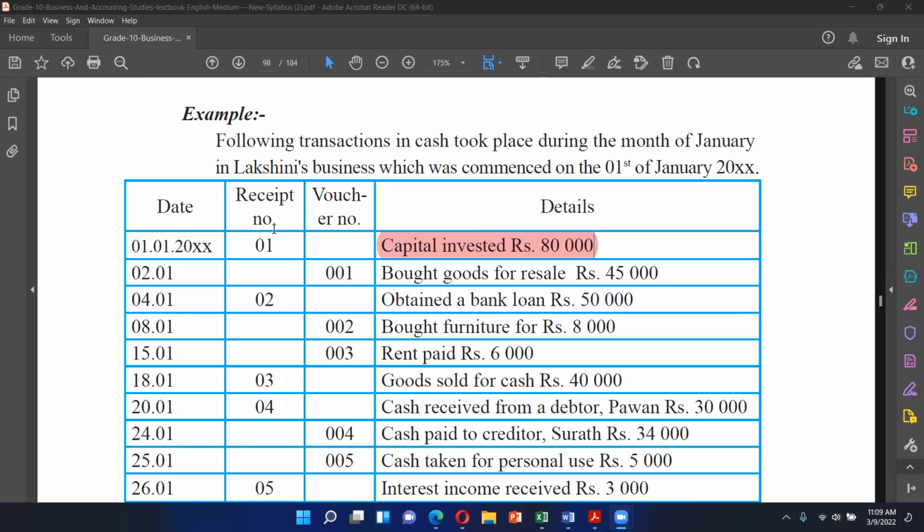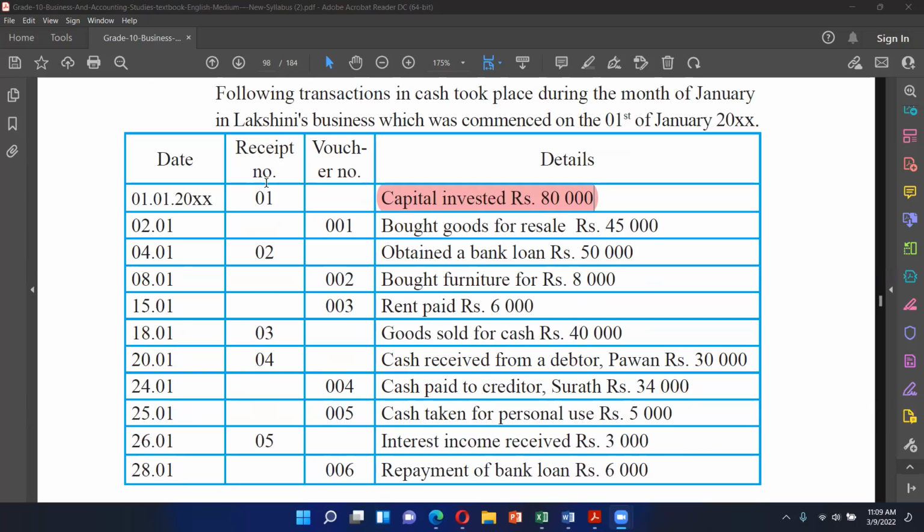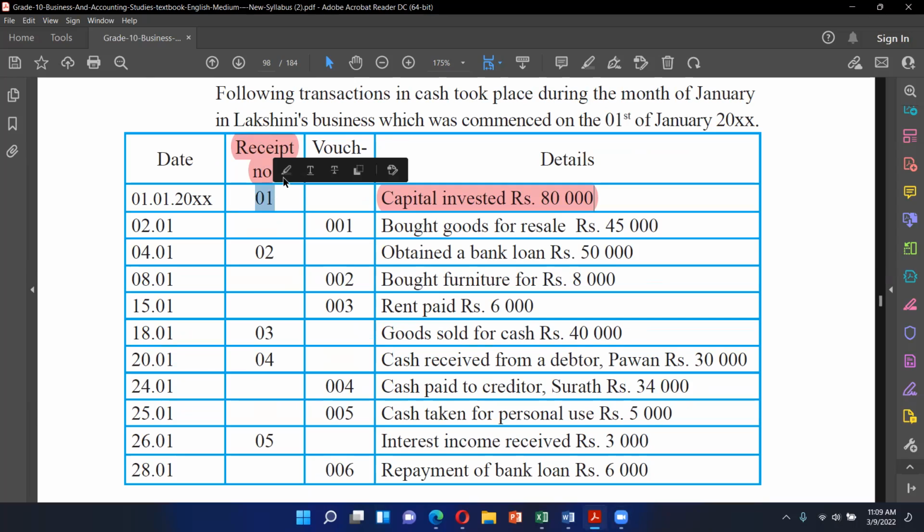Remember, if you get a question like this, you have a receipt number. A receipt number implies you receive money. If you receive money, cash is debit. So receipt number 1, 2, 3, 4, 5 illustrate when you receive money. If you receive money, cash is debit and some other account will get credit. So keep an eye on that.